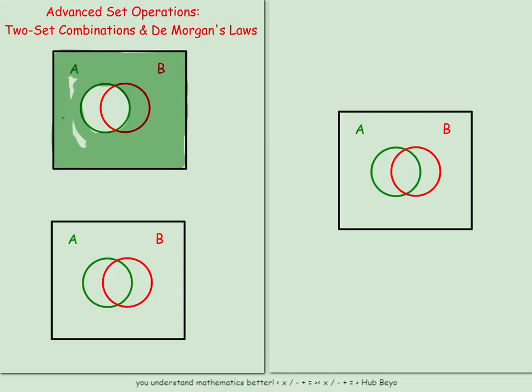Okay, so with that done, we now want to look at the complement of B. The complement of B, that is all the elements that are not in B. Once again, that are not in B. So this is our B over here, and we want all the elements that are not in B. So I'm going to shade that red as well.